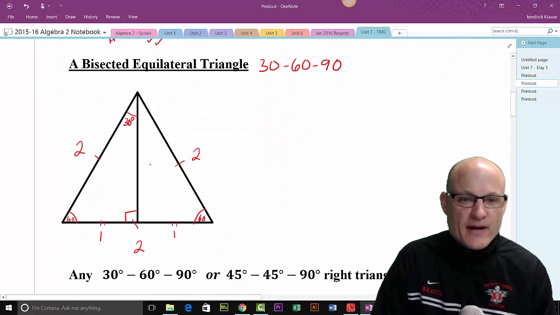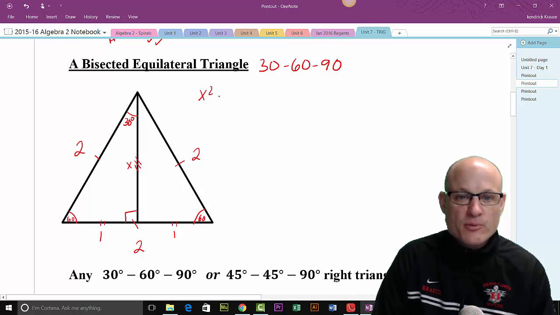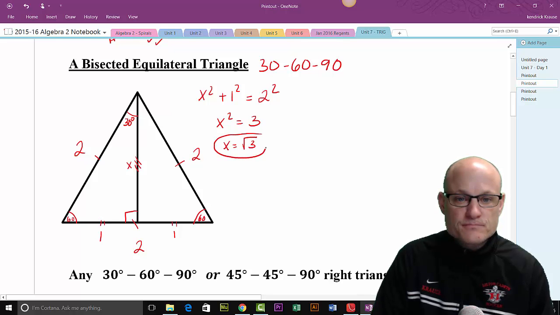All right, so I want to find this missing side. I'll call it x. Well, I know that x squared plus 1 squared is equal to 2 squared, or x squared is equal to 3, or x is equal to the square root of 3.